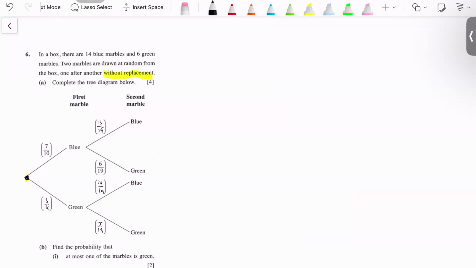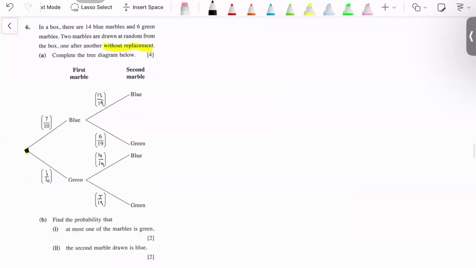So after we complete the tree diagram, we can look at B part 1. Find the probability that at most one of the marbles is green. At most one of the marbles is green, which means it's either blue and blue for the first and second, blue and green, or green and blue. So there are two ways to calculate this.